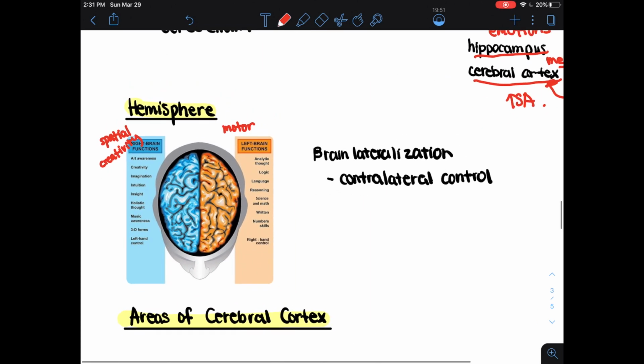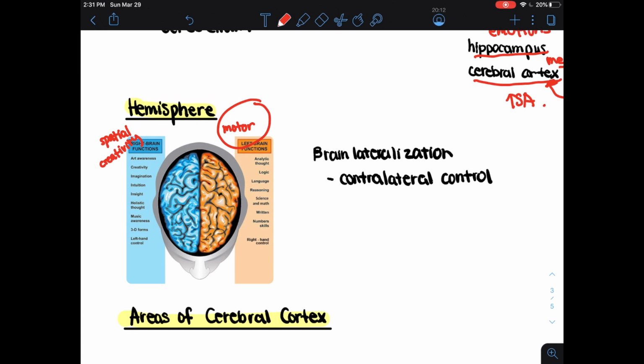Okay, so moving on to your hemispheres, you have left and right hemisphere. Your left hemisphere controls your motor functions of the right side of your body, and your right hemisphere controls the body movement of the left side of your body.